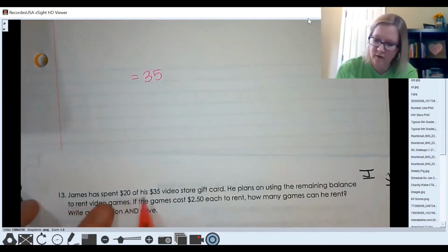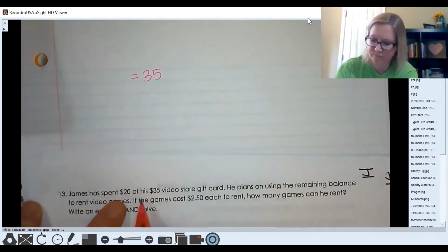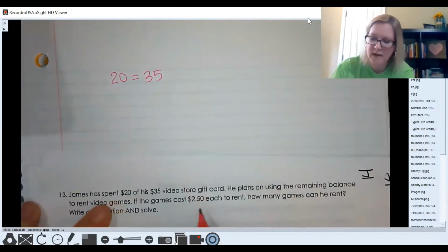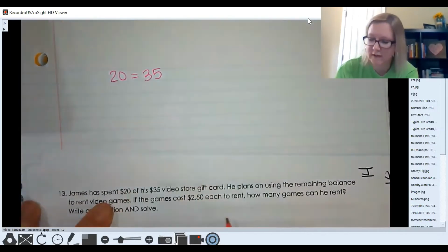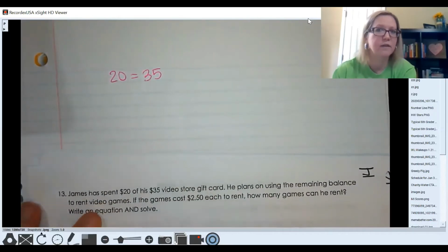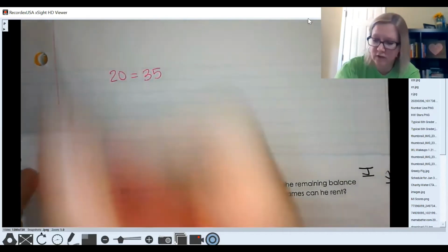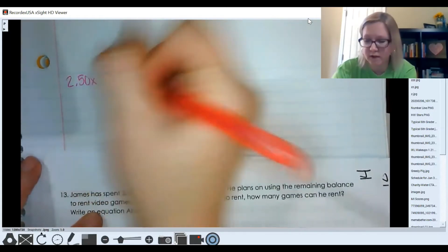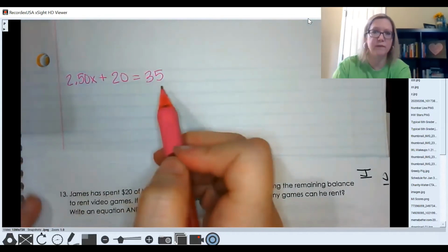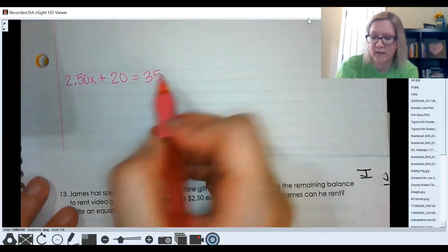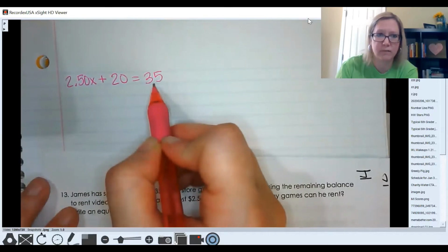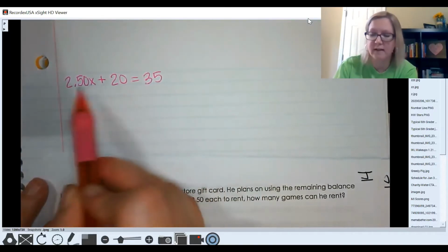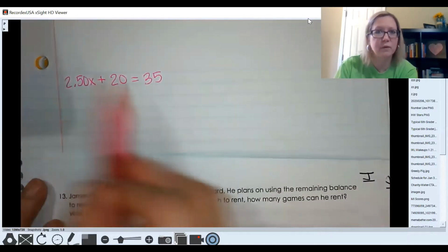All right, now that $35, that $20 that he already spent was part of it, okay? And the other part of that $35 is the video games that he's going to rent. Those video games are $2.50 each, so that would be $2.50 times X, which represents the number of video games, plus 20 equals 35. Okay, so again, this is the total balance of the gift card, and that was made up by the $20 that he already spent and $2.50 per game.